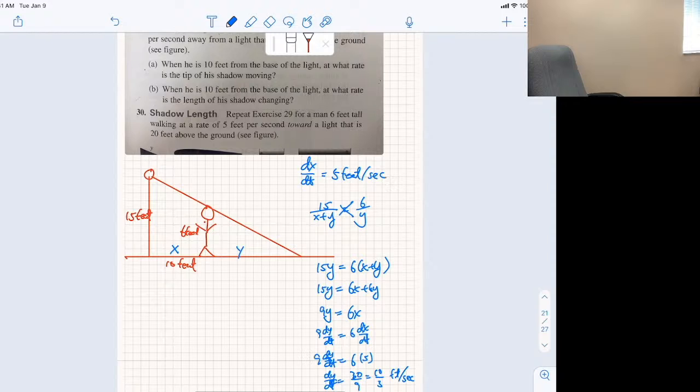Yes, Joshua. The guy is moving faster than the tip of the shadow. If the tip of the shadow is moving at 10/3 and the guy is still moving at 5, then he's going to catch up to it, and that doesn't make sense. That becomes pretty weird, right? It's broken. That's a good situation, a good thing for thinking.